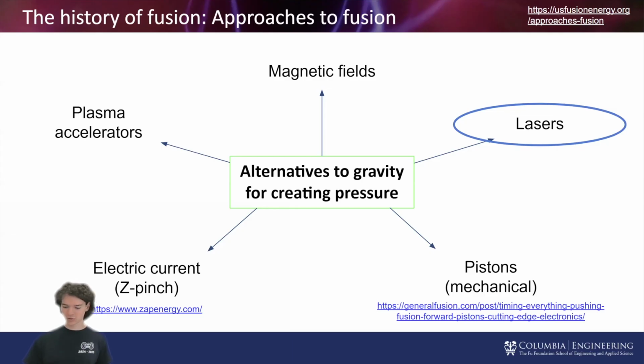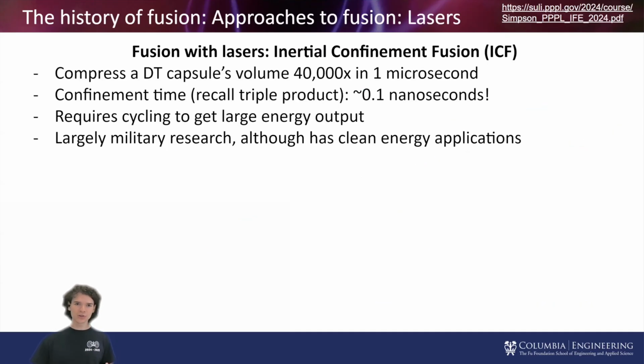So we'll talk about two versions here. We'll talk about lasers a little bit, and we'll talk about magnetic fields for how to do fusion. First, lasers. I wanted to talk about this because there is a very large effort into laser fusion in the fusion community, and it's actually been very successful so far. Fusion with lasers is called inertial confinement fusion, or ICF.